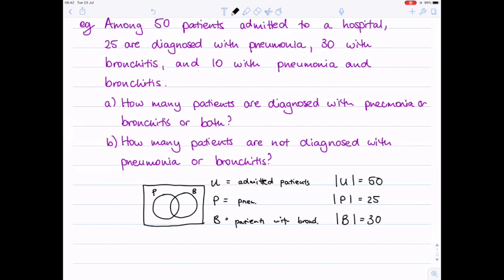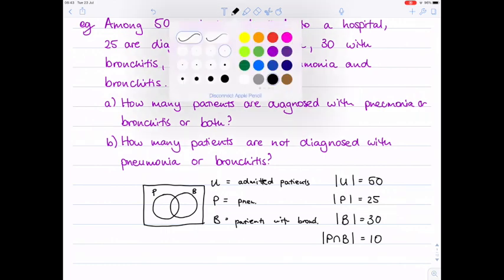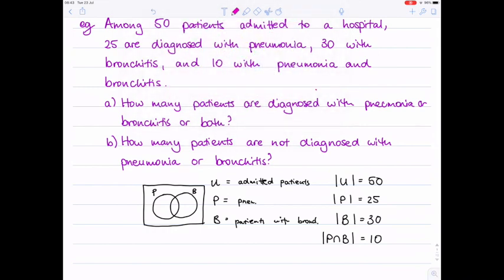And finally, we have a bit more information. We know that if I look at all the patients who are admitted, the intersection of those who have pneumonia and those who have bronchitis, so the ones who have both, is 10 patients. So it might be worth having a slight look at that in different colors.